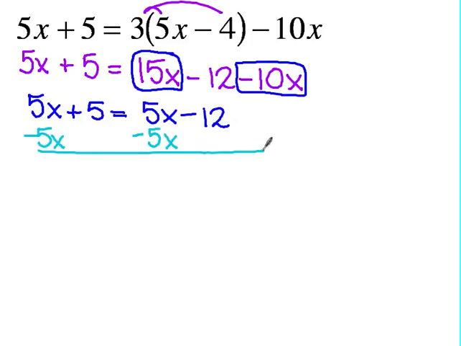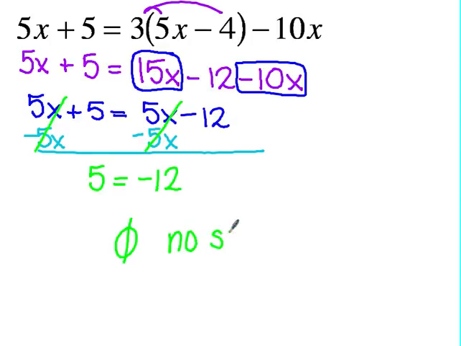So I get 5x minus 5x. Those cancel, right? What does that leave me with on that side? 5. Oh, I've got 5x minus 5x. Oh, well those cancel too. And what does that leave me with? Negative 12. So I want you to think about this. Does 5 ever equal negative 12? Never. Doesn't equal it. So since it never equals it, this is one of those statements that never happens. It's never true. And so this is what we call a no solution.